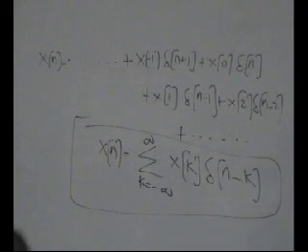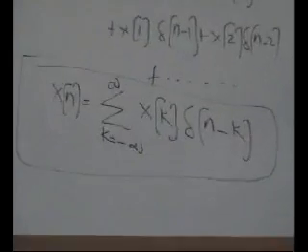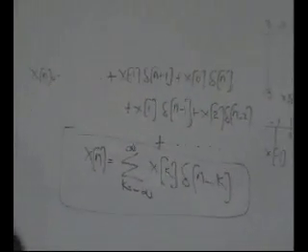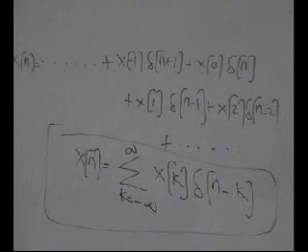So it is a summation of weighted shifted impulses. Summation of weighted shifted impulses, and that's how we write a discrete time signal.